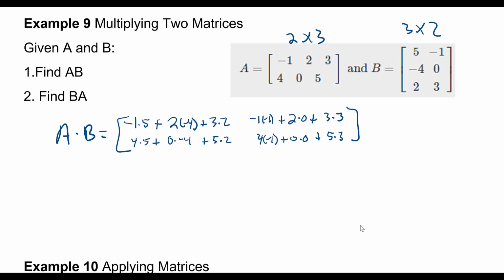And let's simplify this. -5 plus -8 is -13, plus 6 is going to be -7. It's 20 plus 0 plus 10 is 30. That's 1 plus 0 plus 9 is 10. And then we have -4 plus 0 plus 15 is going to be 11. So that's A times B. Now we'll look at B times A.